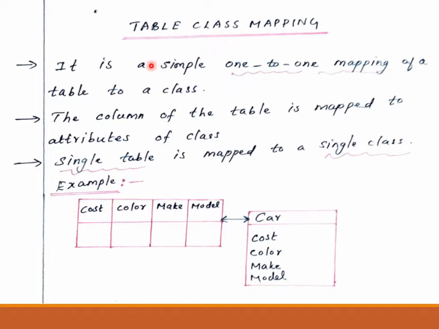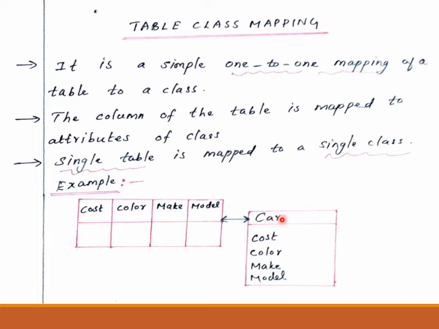In this video, we are going to see about table class mapping. It is a simple one-to-one mapping of a table to a class. Here, the column of the table is mapped to the attribute of the class.